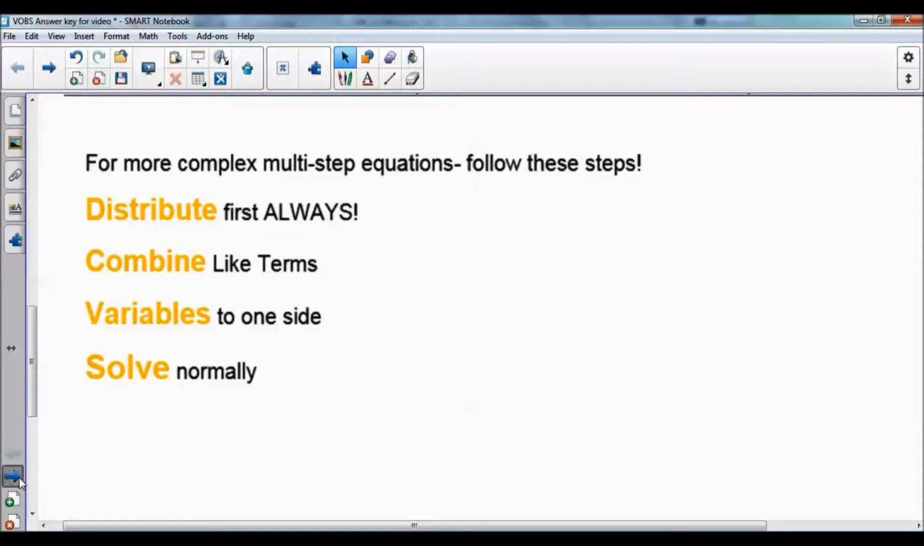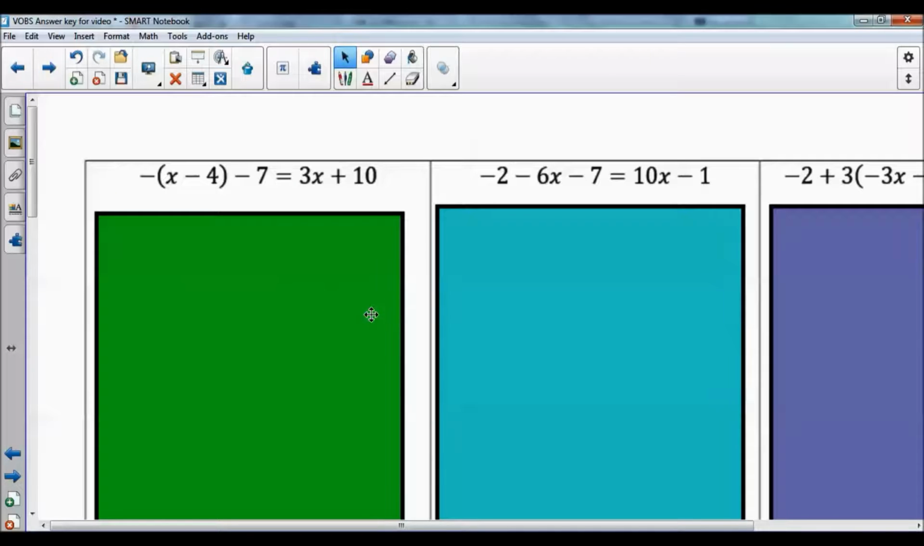Okay, there's some more for us to try. So this next one, we actually have to do the distributive property. Here we have a negative outside of our parentheses, so we're going to take that negative and multiply it inside of our parentheses.